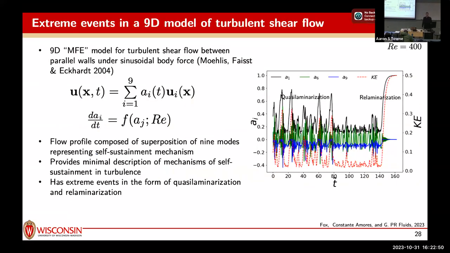A more interesting example is this nine-dimensional model of, again, wall-bounded turbulence developed by Moehlis, Faisst, and Eckhardt. This is a severely truncated Galerkin projection of Navier-Stokes. And this has nice behavior because it has these burst events that are quasi-laminarization events. And then at a very long time, it actually laminarizes.